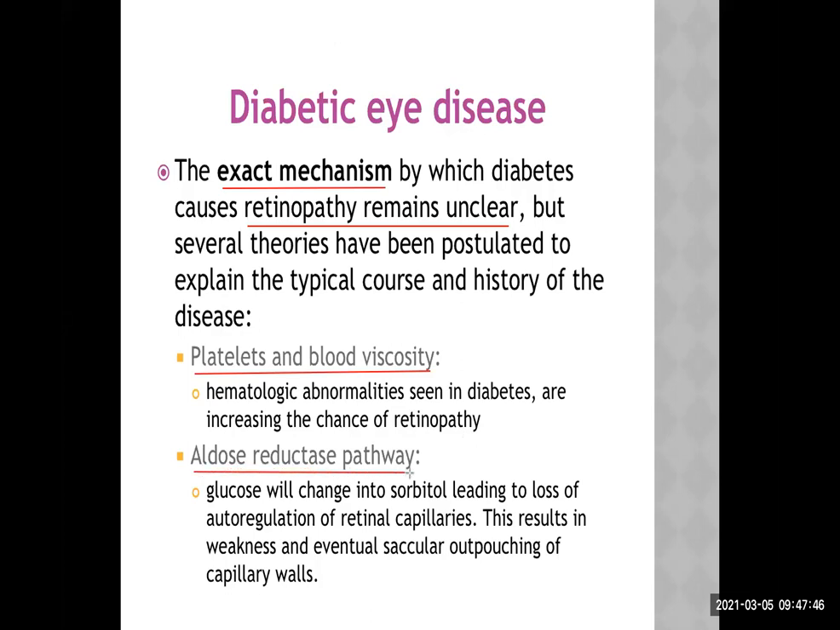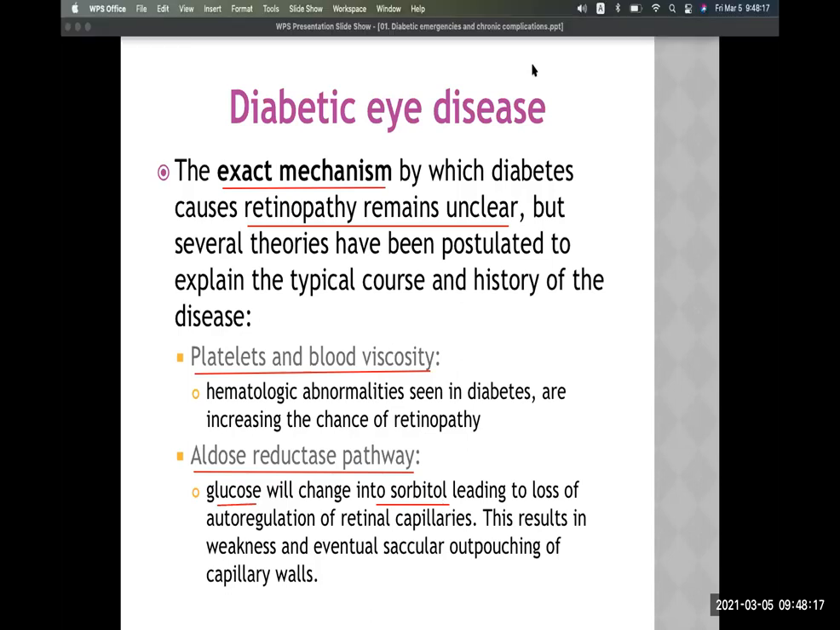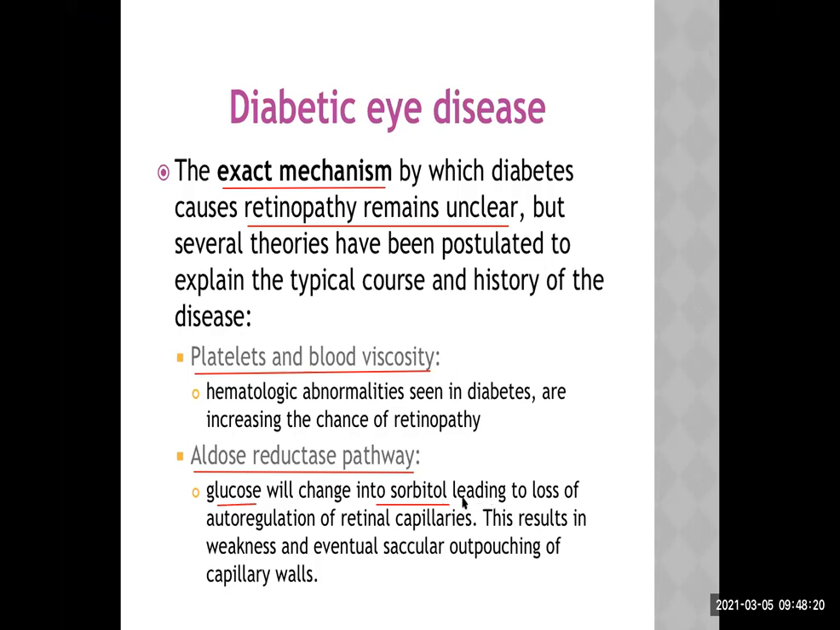Second is the aldose reductase pathway hypothesis. Now, whenever glucose is excessively present, glucose will undergo some other pathway of metabolism. So this is called the aldose reductase pathway. This glucose or sugar will change into alcohol. This sorbitol is a type of alcohol. Okay, and this is the enzyme which converts glucose into sorbitol, aldose reductase. That is the meaning. So this sorbitol will be formed and it is collected, okay, inside the neurons of the retina.